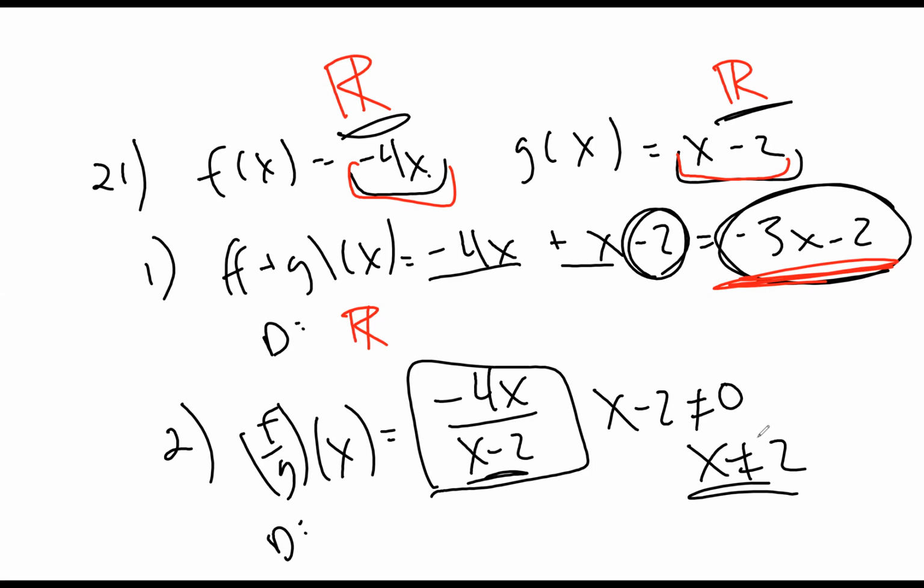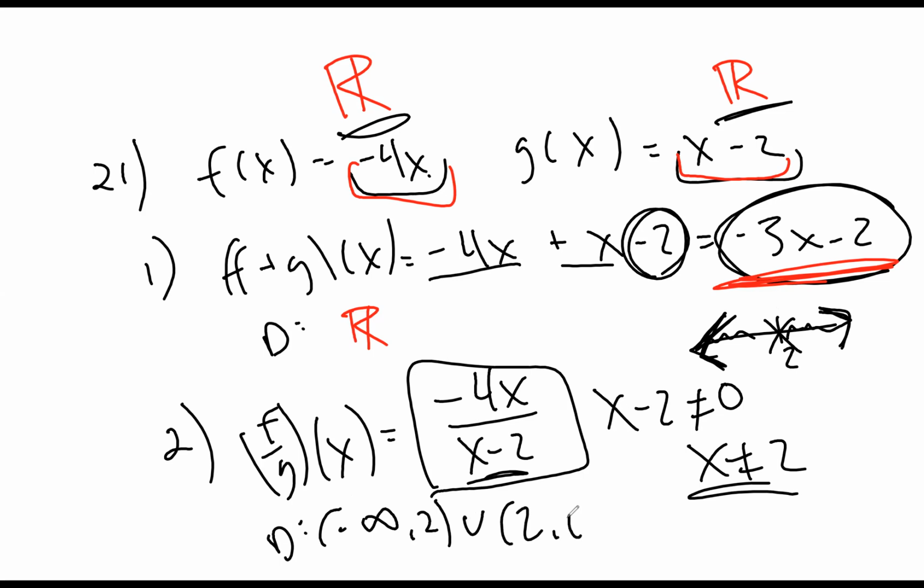And so this is where I'm going to say, well, here's my number line, here's 2. It's all these guys, it's not this guy, and it's all these guys. And so I say negative infinity to 2, union 2 to infinity. And this is my domain. And now I am done.